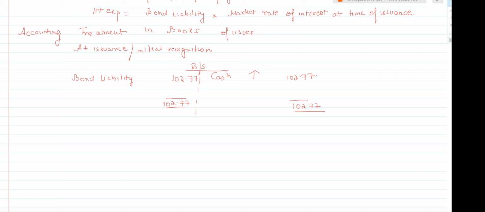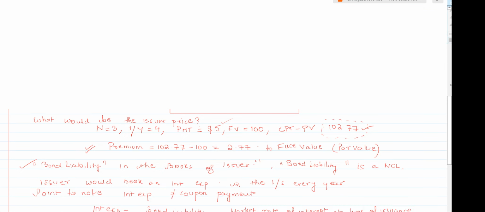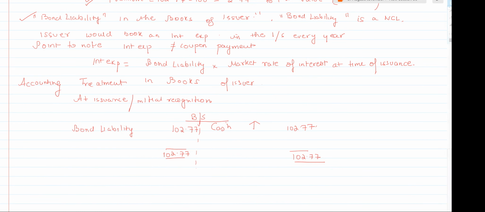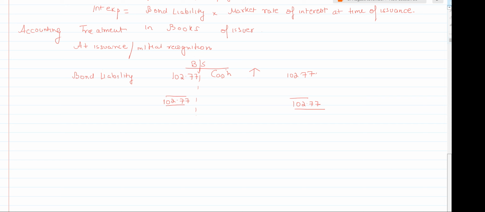Sir, you received the 102, so your cash will increase, and then bond liability. Okay, all right. Yes, your bond liability would increase by the issue price, and your cash balance would increase by the same amount, because you will receive the issue price. The issuer would receive the issue price from the investors in cash. So the cash balance would increase by the amount of issue price, which is 102.77. Right, Nana? Are we good? Yeah, I'm good.